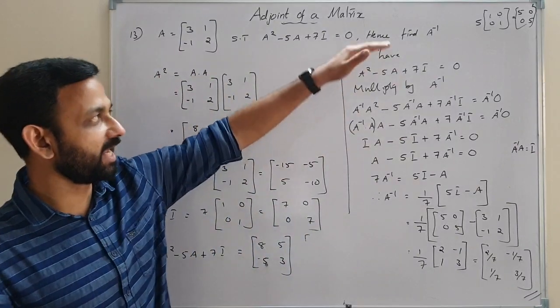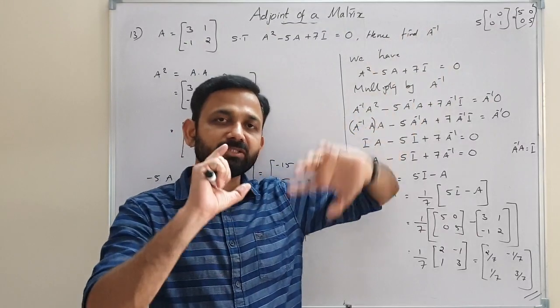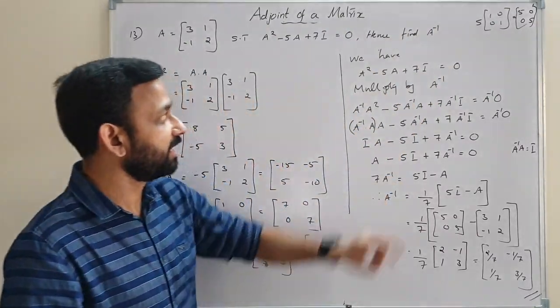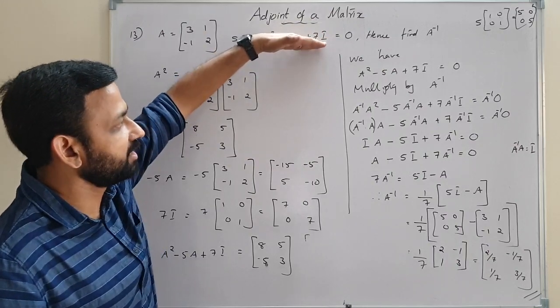So when we find A inverse here, we will not use the formula A inverse is equal to adjoint A divided by determinant A. Hence, to find A inverse, we need to use this result.